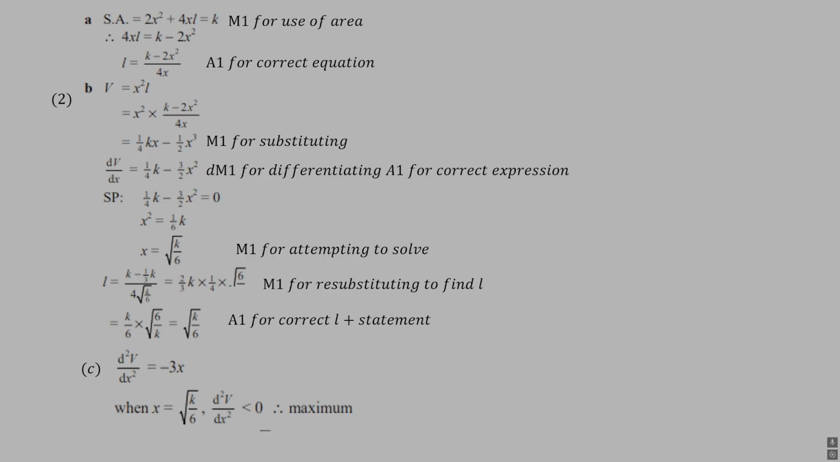Next, proving that it's a maximum, you differentiate again, so you get a method mark for just attempting to do the double derivative, and even if it's an incorrect value, you have to substitute your value in to get this method mark. Then you get the final accuracy mark for the correct value of d2V over dx squared, and also saying that it's less than 0, therefore it is a maximum value.